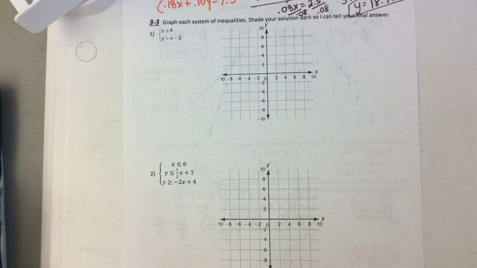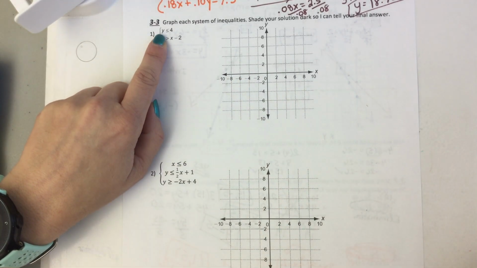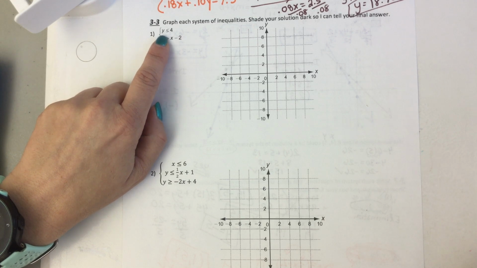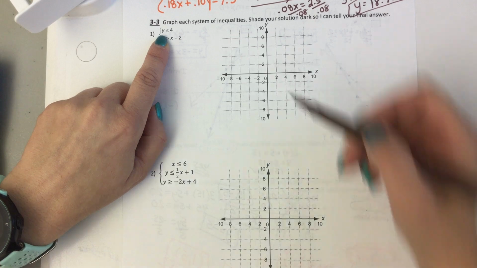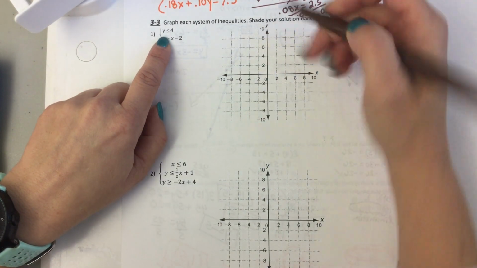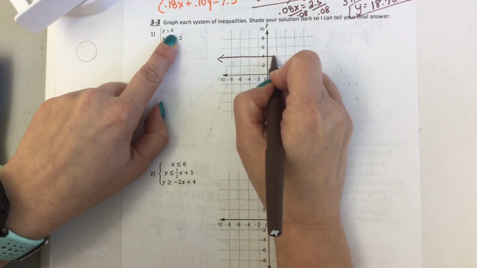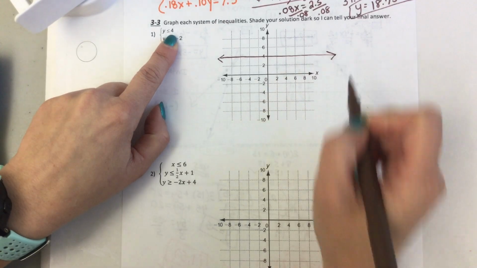Let's try a couple. Here, notice Y is by itself. If you only have one variable, your line is going to be vertical or horizontal. Y is by itself, so that means I am cutting the y-axis. The y-axis runs up and down. So to cut the y, I need a horizontal line. My horizontal line is a solid line, and it is going through 4.